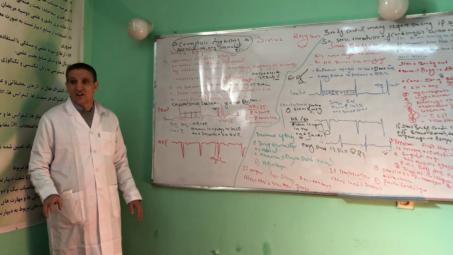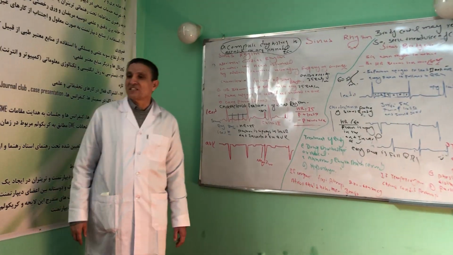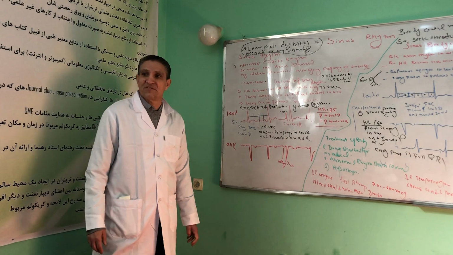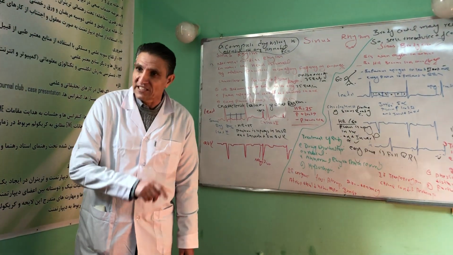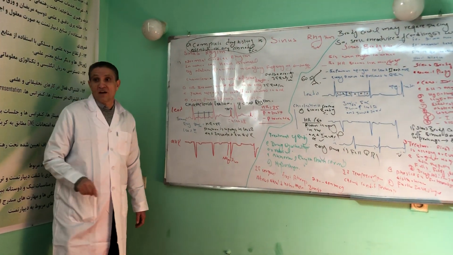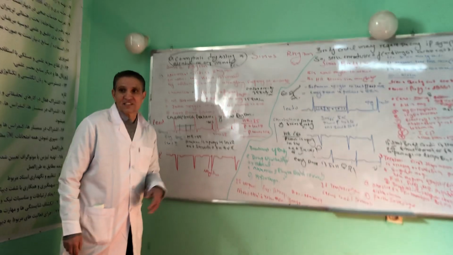Three things, especially heart rate. For example, the heart rate in a patient with normal sinus rhythm is 60 to 100 beats per minute, on the average 75 beats per minute. The P wave is upright in lead 2 and inverted in lead aVR, and every P wave should be followed by a QRS complex. This is called normal sinus rhythm.